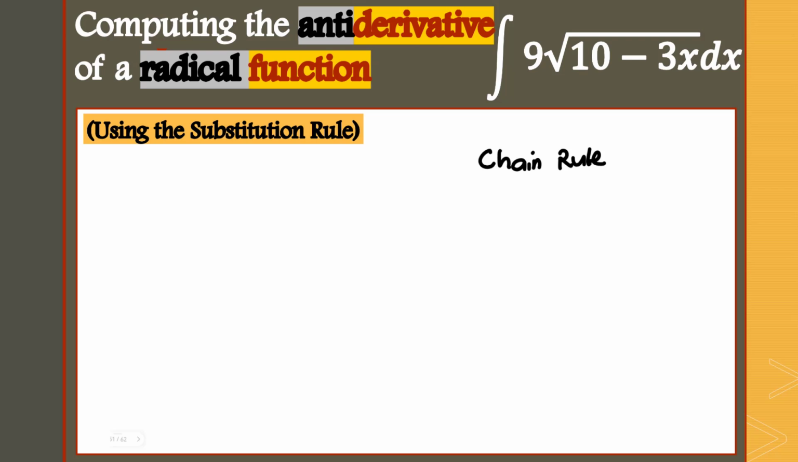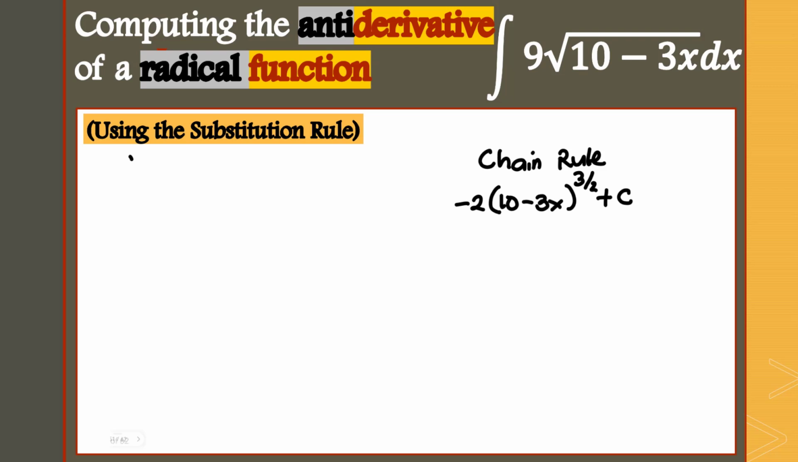The answer previously, and you might want to check that video, is -2 times (10 minus 3x) to the power of 3/2 plus c. This time, let's use the substitution rule using its specific processes and determine whether the answer previously using the chain rule is correct, and later on it's up to you which you'll be using in your future dealings.